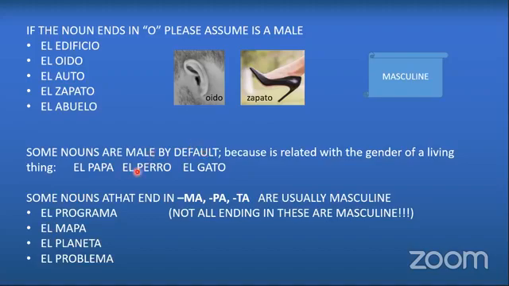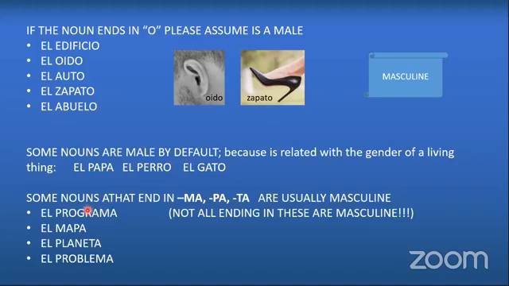If I have here el perro, I am assuming that the dog is a male dog. That's why it's ending in O. If it is going to be a female dog, I have to say la perra, because in living things it is by default. El gato, I am assuming here that's a male cat. That's why it ends in O, and that's why I'm using el as an article. If that is a female cat, I'm going to say la gata. Let's see the next one here.